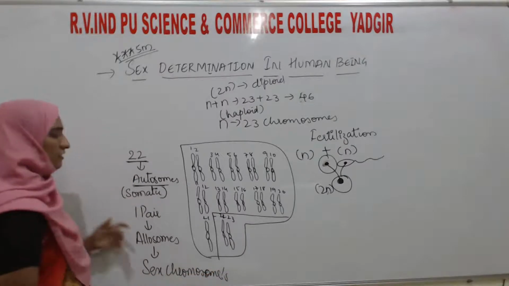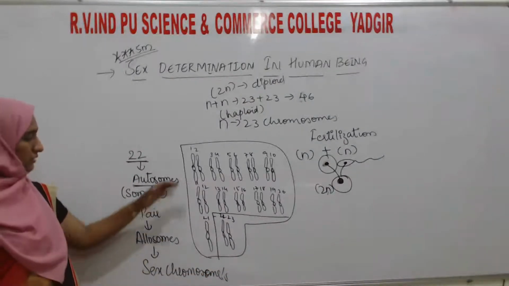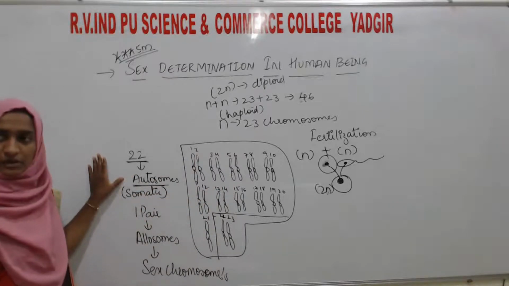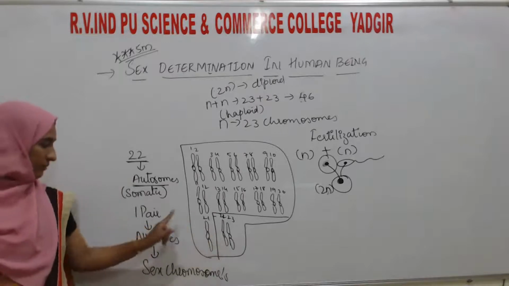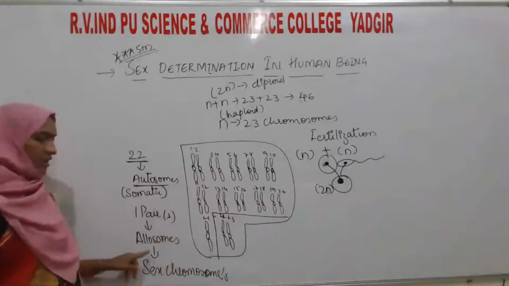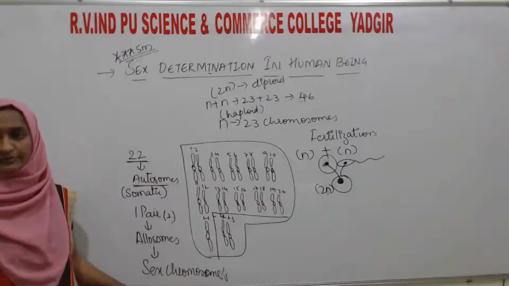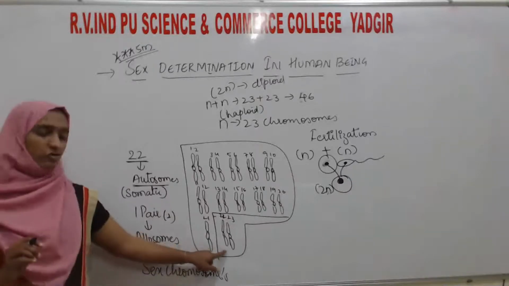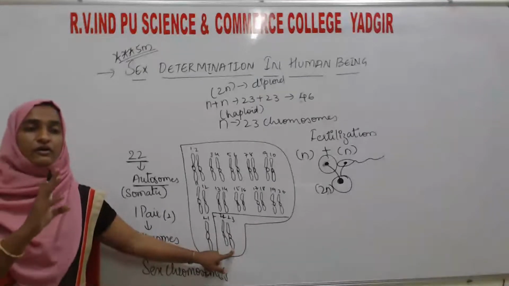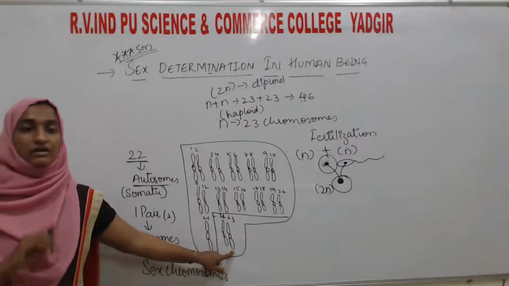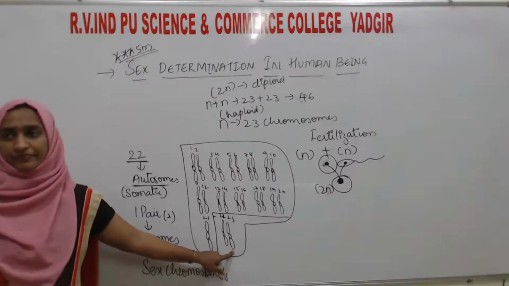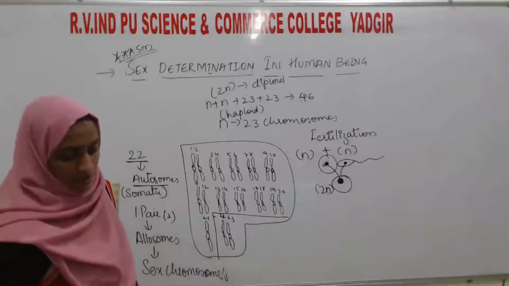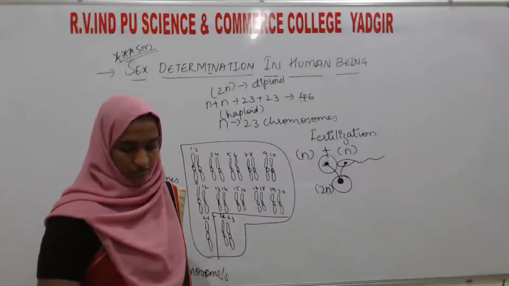Allosomes are sex chromosomes. The other 23 pairs are known as the autosomes. One pair of chromosomes, that means 2 chromosomes, are known as the allosomes or the sex chromosomes. Why are we calling this the sex chromosome? Because these 2 chromosomes are responsible for the gender or sex of the baby.